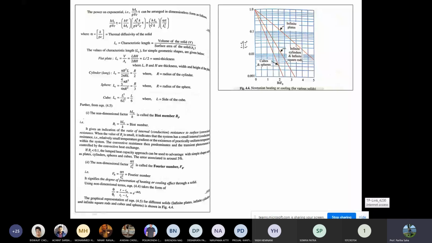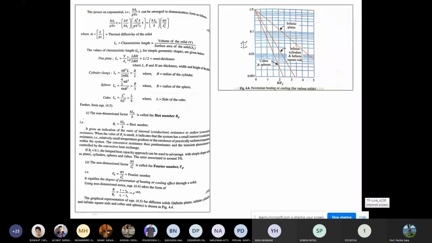The thing is that here alpha is thermal diffusivity, which is given by k by rho Cp, or specific heat. Now Lc is called characteristic length, which I just mentioned, the volume of the solid divided by the surface area of the solid. The value of the characteristic length for simple geometrical shapes can be given below. For a flat plate, Lc will be V by S, that is volume by surface area, L B H divided by 2BH. L, B, and H are thickness, width, and height. So it is actually L by 2, that is thickness by 2, right?